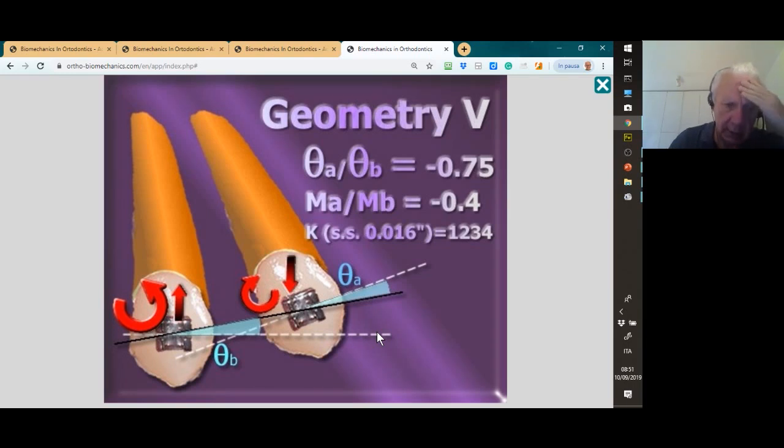Again, what does it mean? That there's not a linear relation between these two values. And now in geometry 5, finally we have a moment which goes in the same direction as the angle.